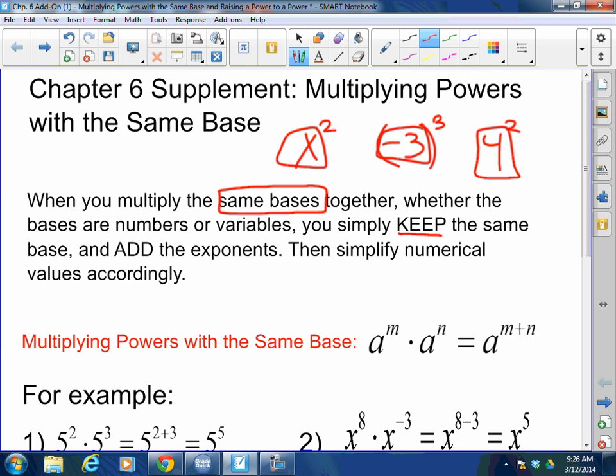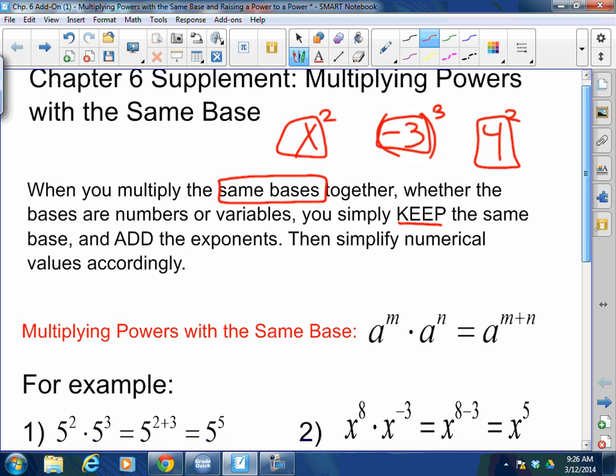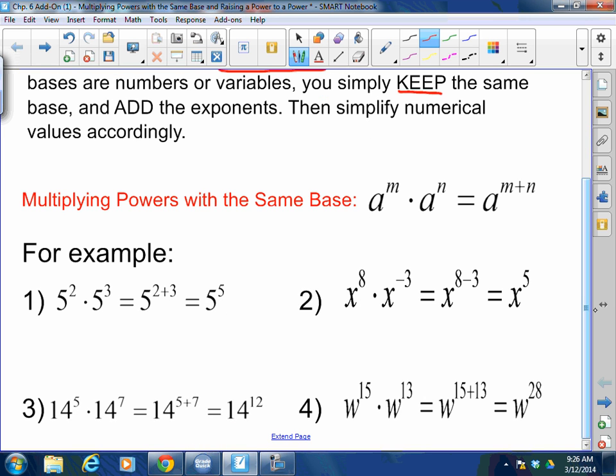It's called multiplying powers of the same base. It's the power product property. And it states that if I have a to the m power times a to the n power, I'm going to have a to the m plus n power, literally. So 5 squared times 5 cubed is 5 to the 2 plus 3. It's 5 to the 5th. Why? Because they have the same base. So you keep the base and add the exponents. 2 plus 3 is 5. 5 to the 5th power.